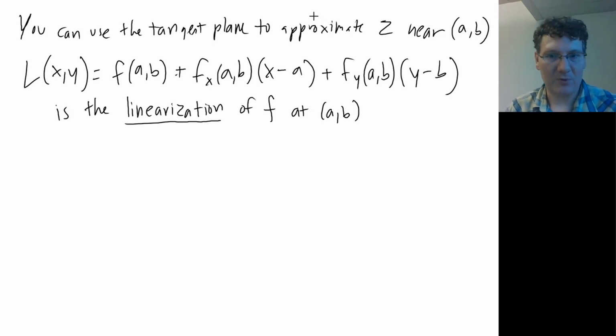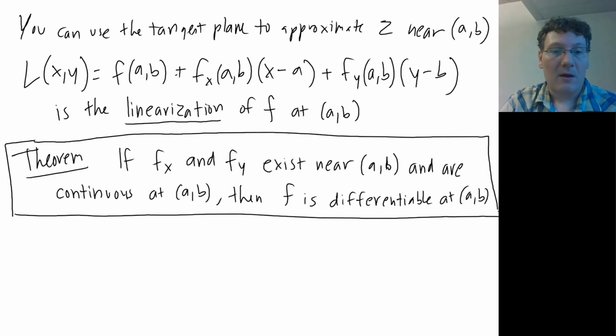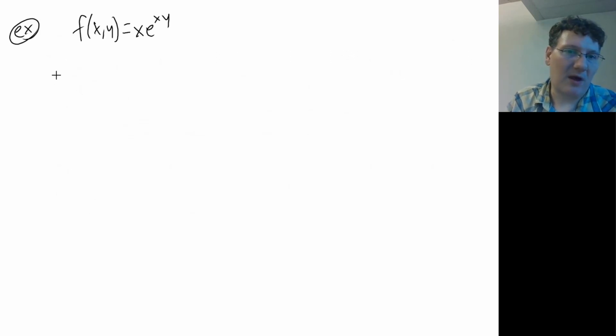Okay, so if the two partial derivatives exist near a point (a, b), and as long as those two partial derivatives are continuous functions at (a, b), then we would say that the function f is differentiable at (a, b). Or I should say, then the function is differentiable, following the definition of differentiable. This theorem says that all you need is the two partial derivatives to exist and be continuous. So let's take this example, f of x, y equals x e to the xy.